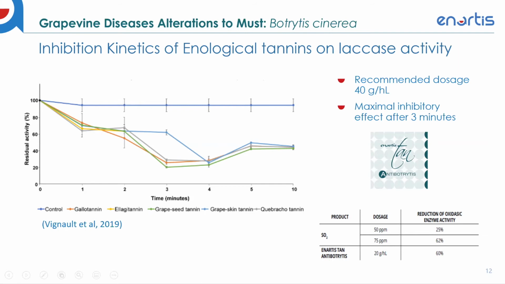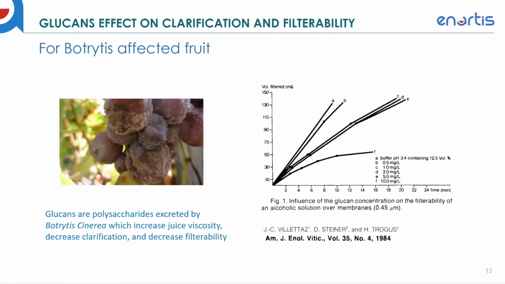Another factor we need to consider is the production of glucans. Botrytis can affect the fruit by producing glucans. Glucans are polysaccharides that are detrimental for clarification and filterability of the must. Many times in botrytis affected musts, in white juices, we'll have difficulty with clarification. So we'll find that we're not able to actually clarify the juice very well.